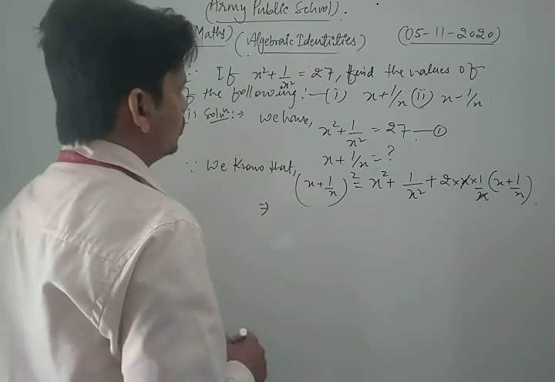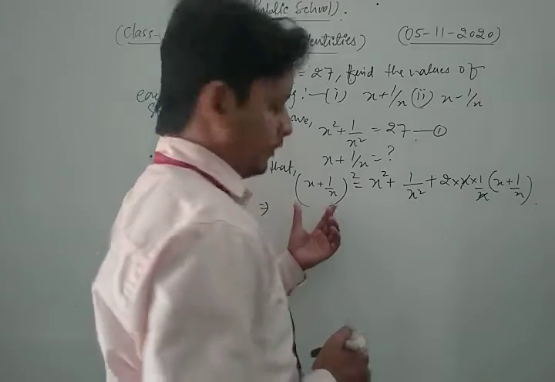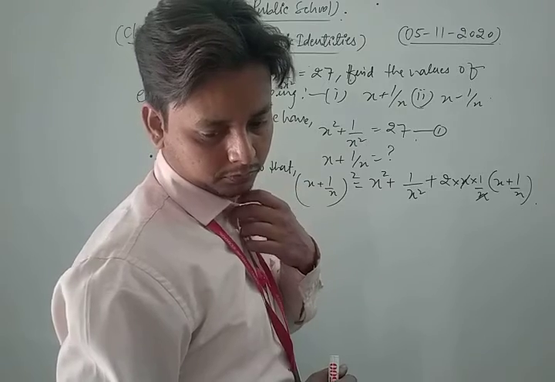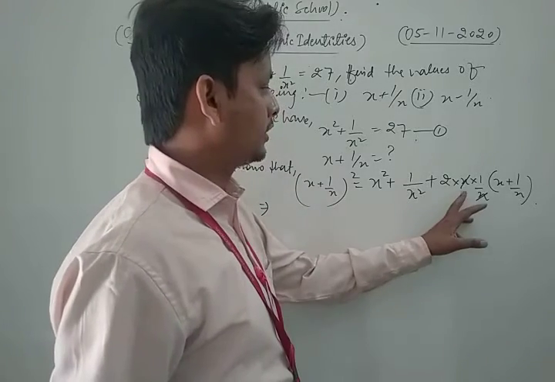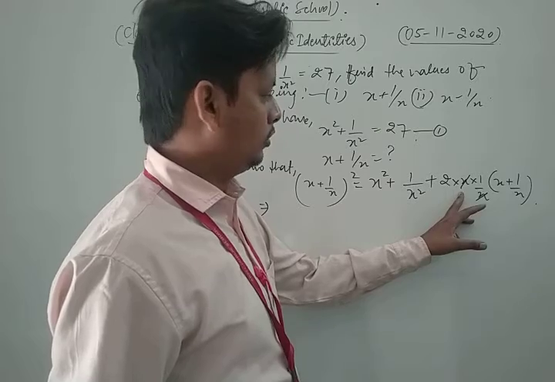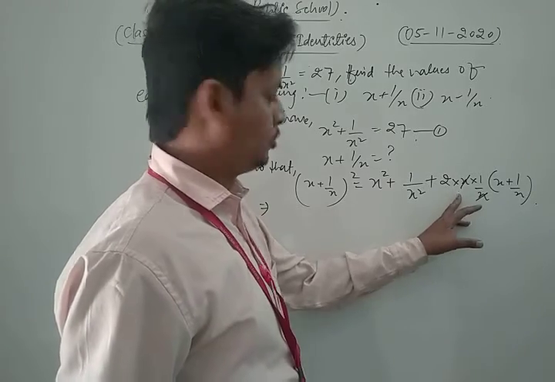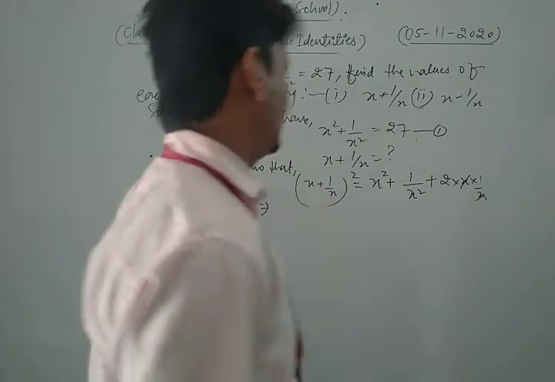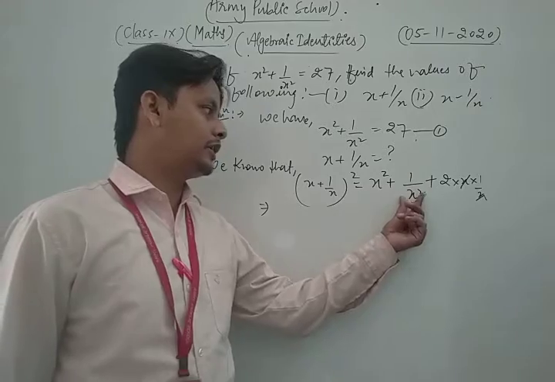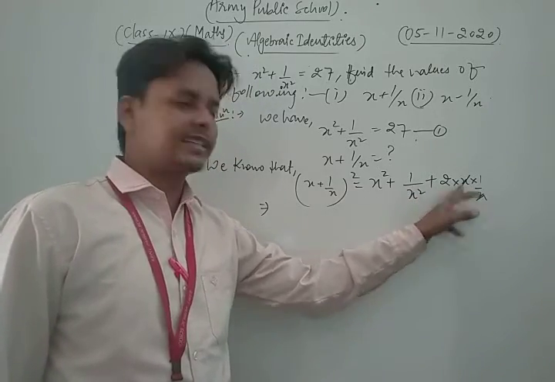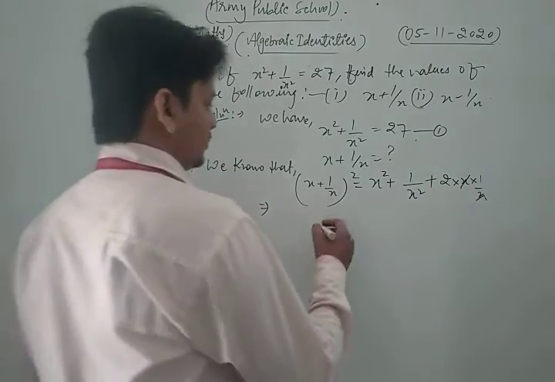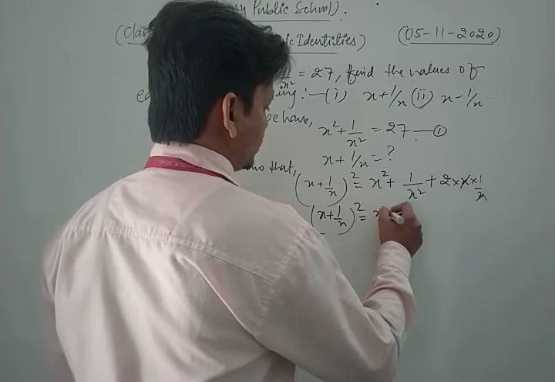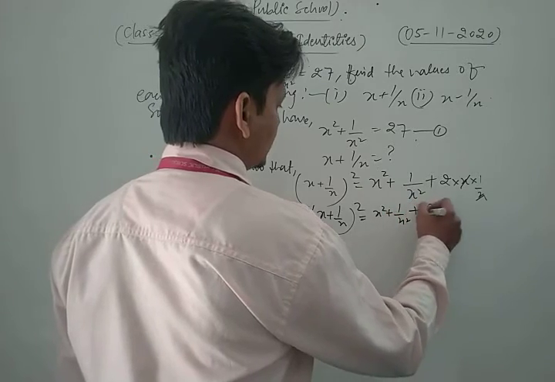Now, dear students, look, 2ab only now. So a square is found. Look, we know that the formula for (a + b) whole square is a² + b² + 2ab. So here x cancels out. So we get (x + 1/x) whole square is equal to x² + 1/x² + 2.